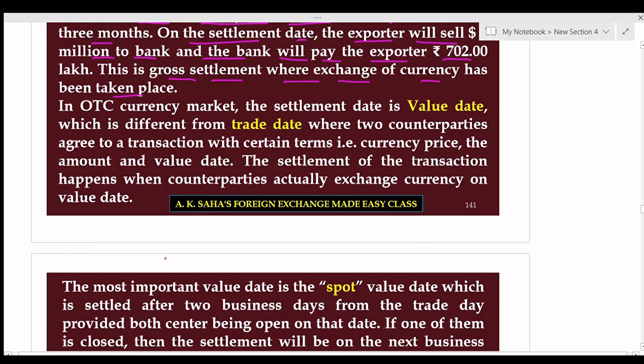In the OTC currency market, the settlement date is the value date, which is different from the trade date, where two counterparties agree to a transaction with certain terms, that is currency price, the amount and value date. The settlement of the transaction happens when counterparties actually exchange currency on the value date.